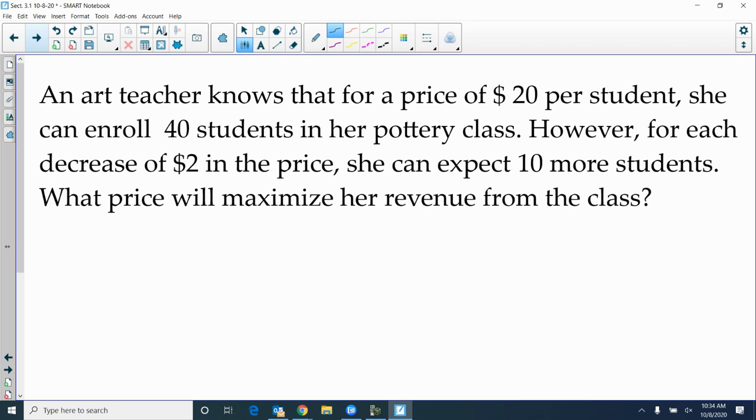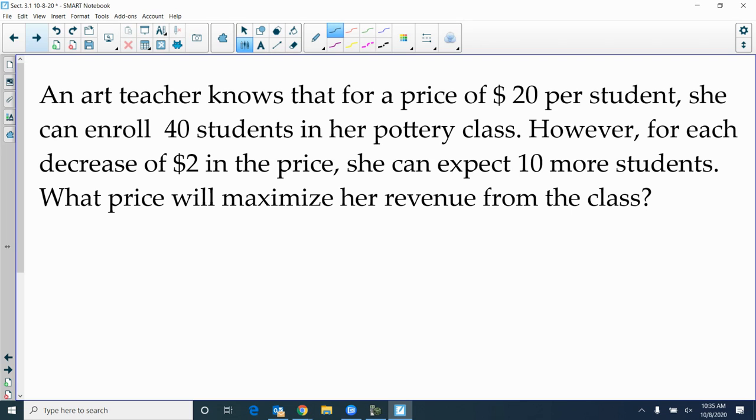All right, what happens if she drops her price $2? What's going to happen to the number of students? It's going to go to 50, right? So I drop the price from 20 to 18, and the number of students goes up from 40 to 50. Is that better or worse than 800? Yeah, it's better. What's 18 times 50? It's 900. So at this point, it would be in her best interest to drop the price $2. I want to get 10 more students. I want to make $100 more.